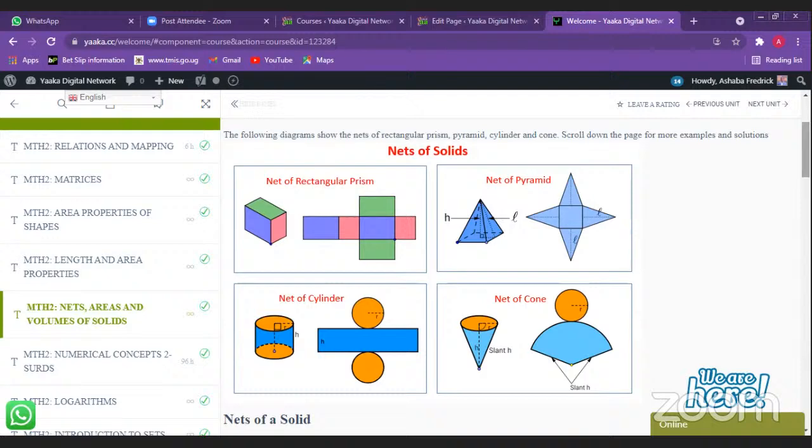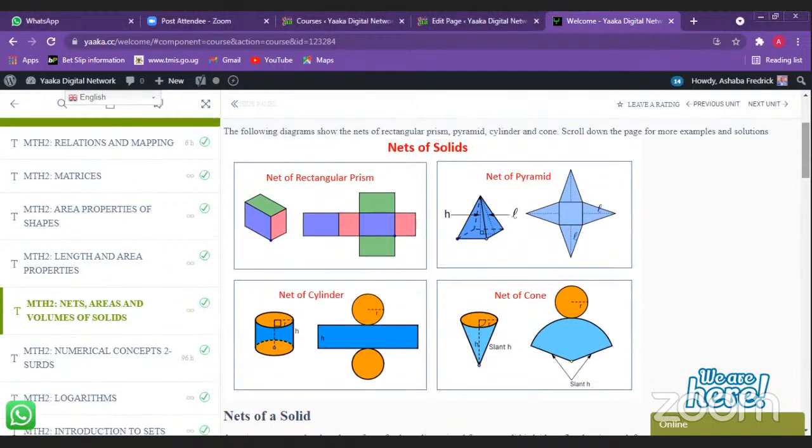So that is how we get the nets of different figures and shapes. Is that okay?